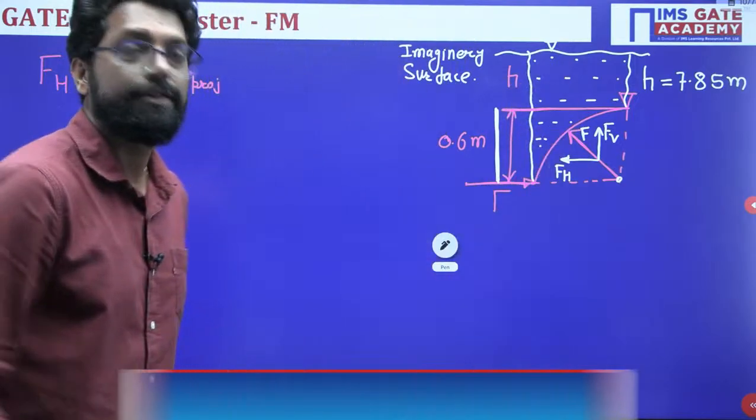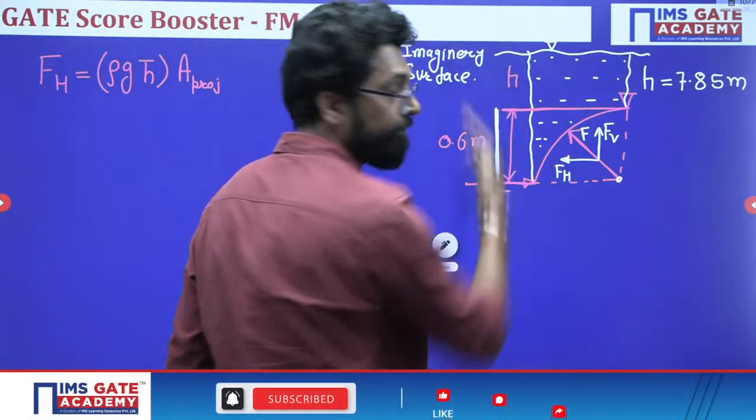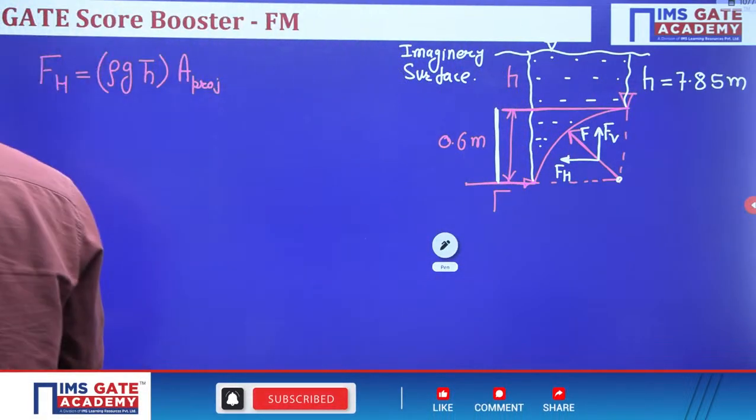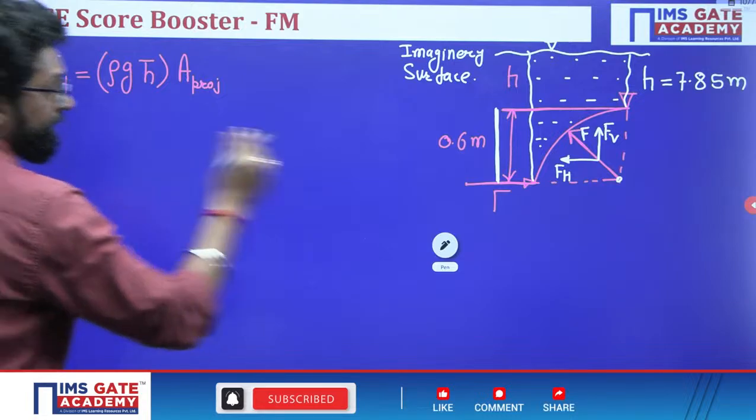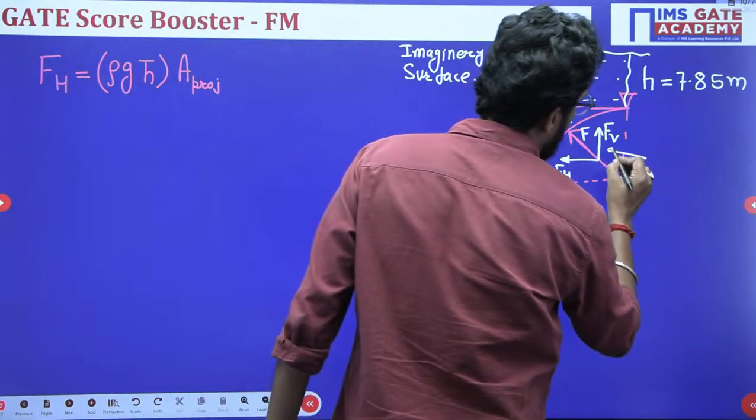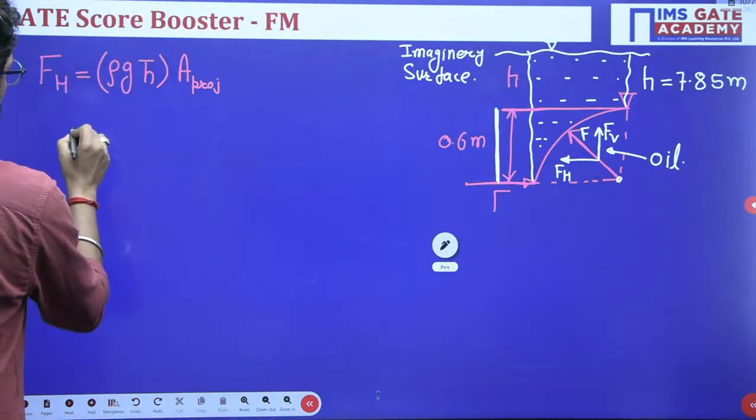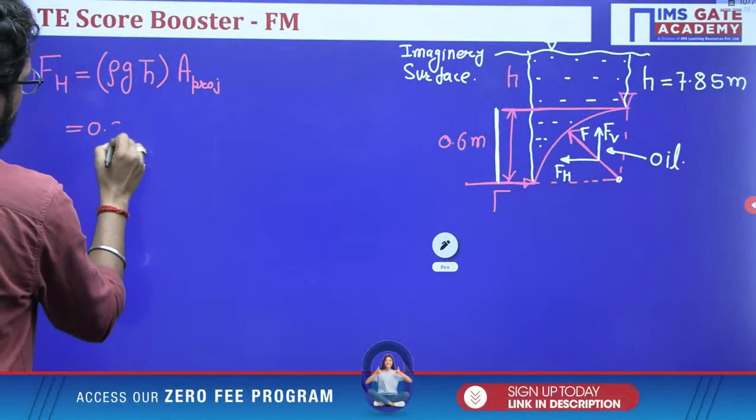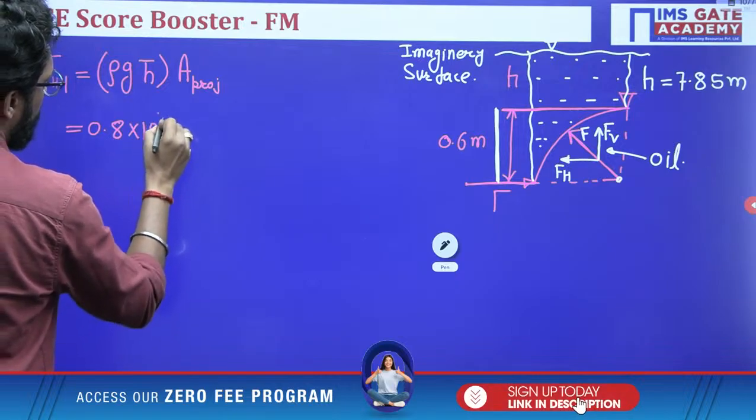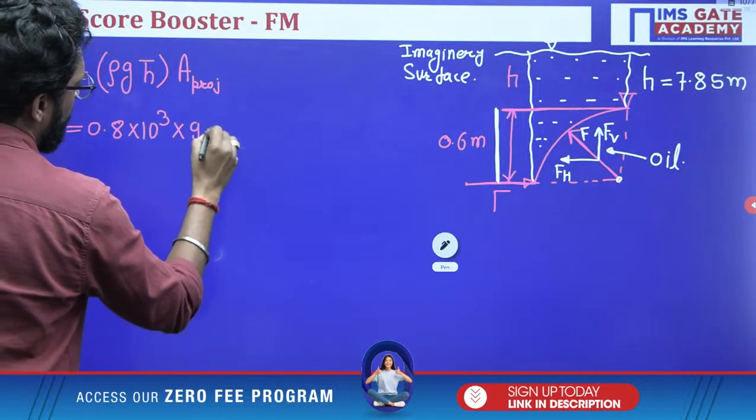This is the area projection. Project this curved surface vertically. Okay. So in this one, what is this? Oil. Yes or not? There is oil, no? In this one, there is oil. So density 0.8 times 10 to the power 3 into 9.81.